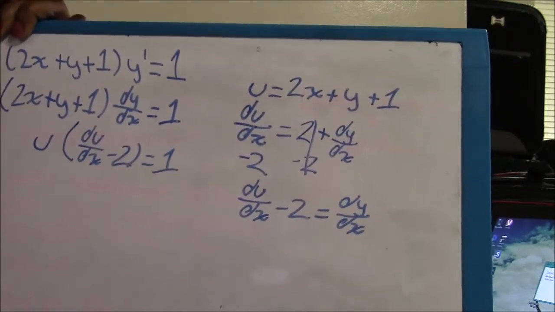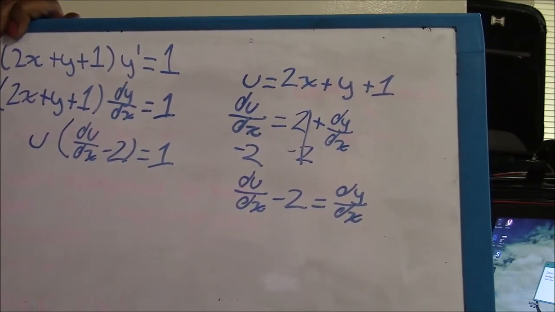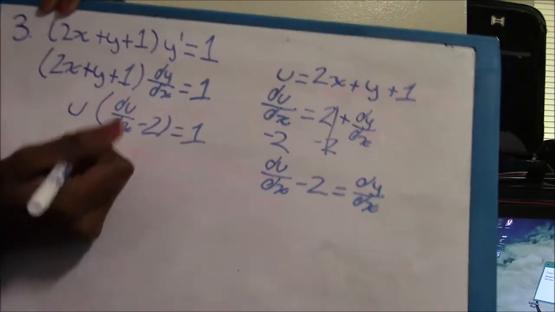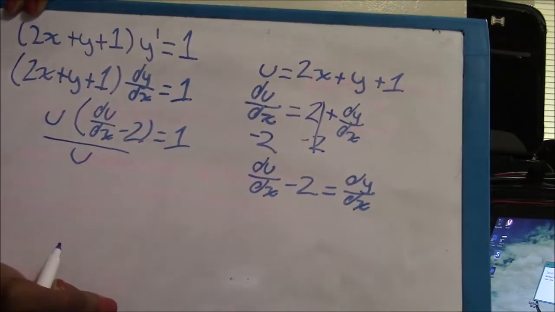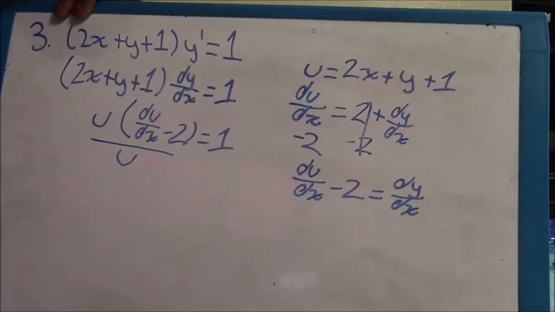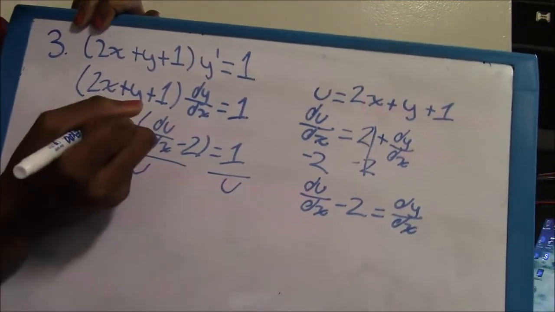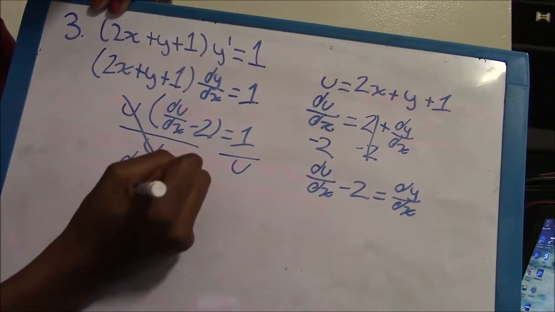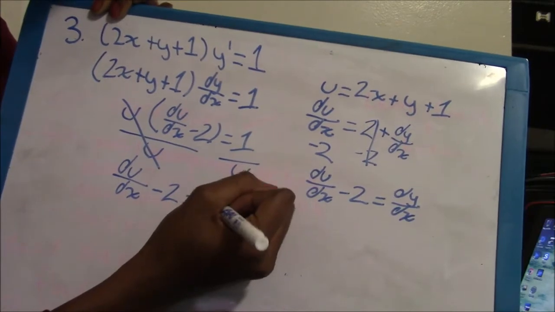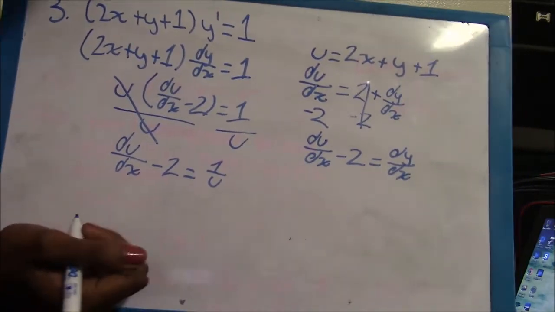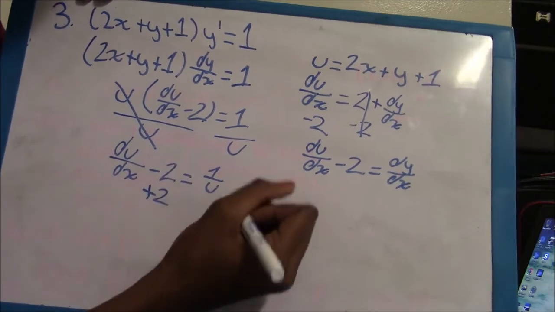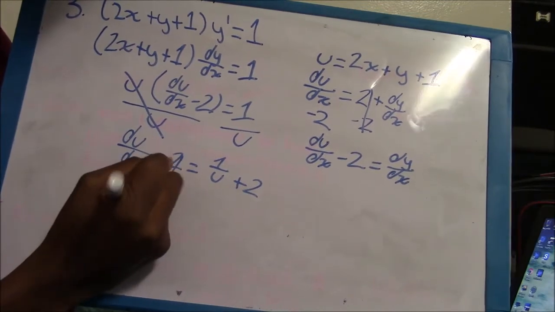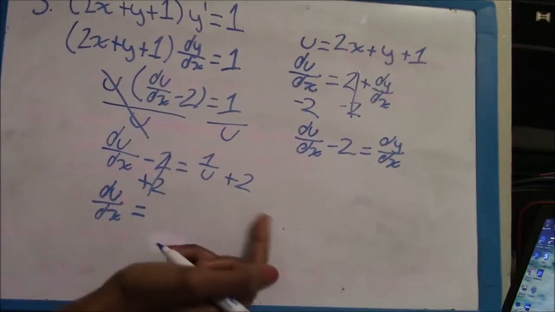Okay, now we want this simpler. So what we're going to do is try and get the u on the other side, because we want du dx by itself. So we're going to divide both sides by u. That's going to cross out. It's going to end up being du over dx minus 2 equals 1 over u. And we don't want the 2 over there because we want du dx by itself, so we add 2 to both sides. So du over dx equals this, right?